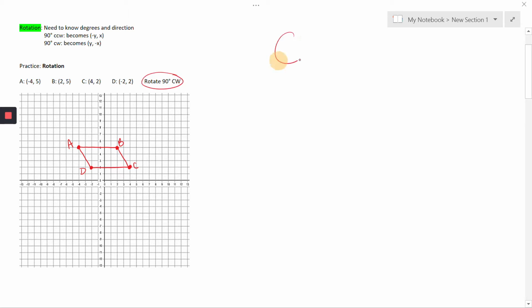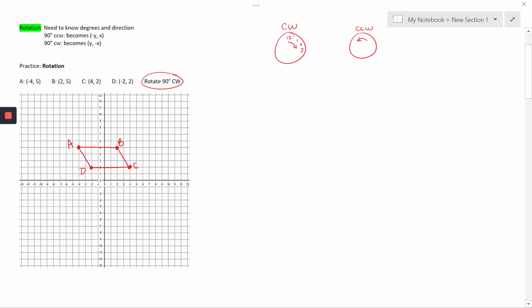So when we think of a regular clock, we remember that clockwise is going the direction that the clock travels, which is this way. So that's clockwise. And counterclockwise would be going the opposite way, which we abbreviate as CCW.